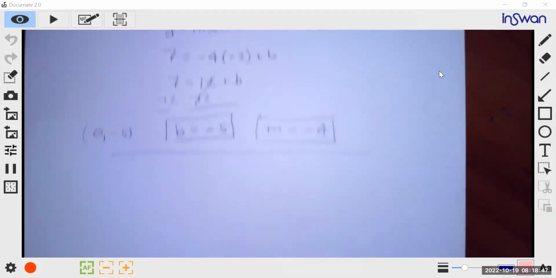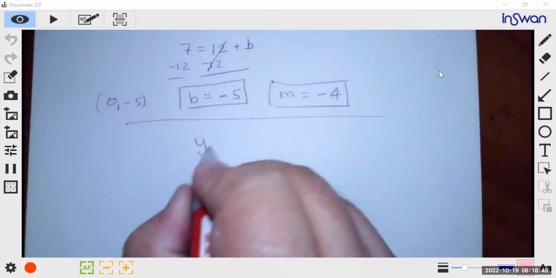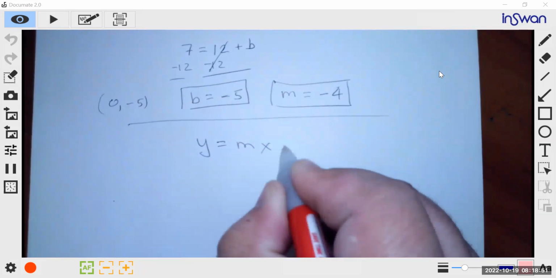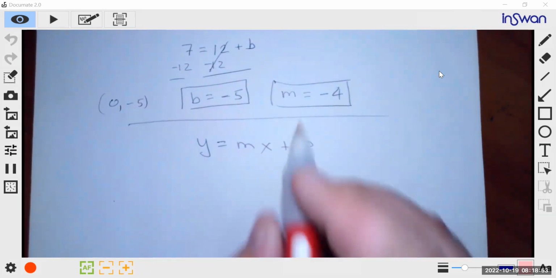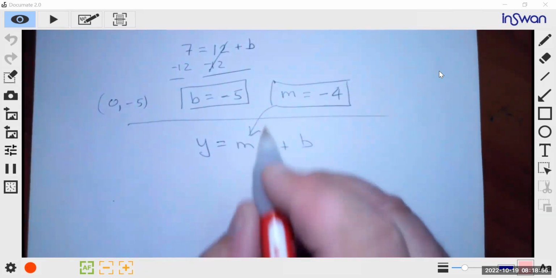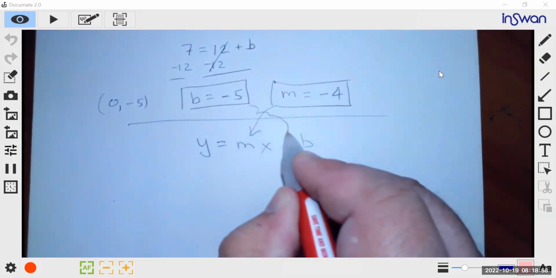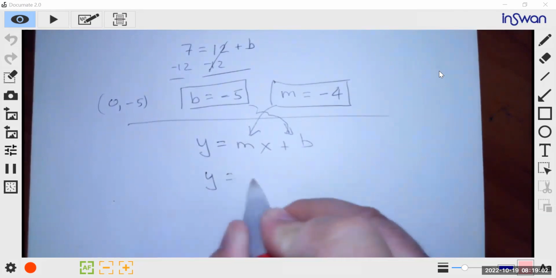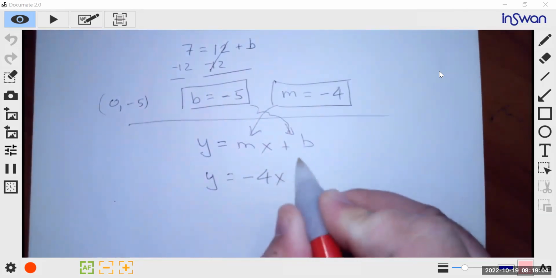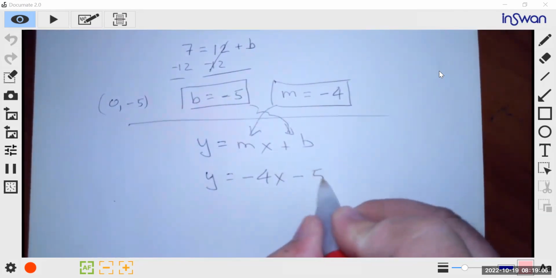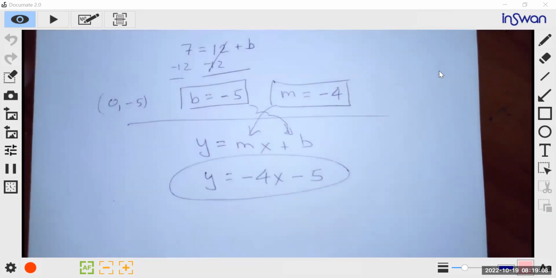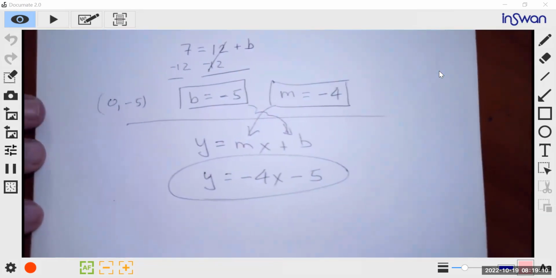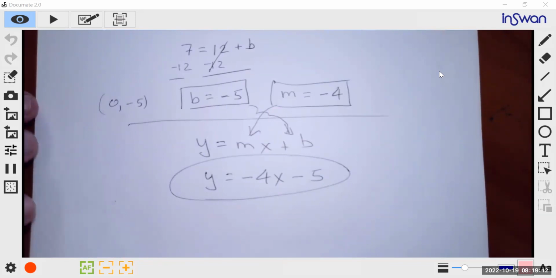From earlier, M is -4, so y equals mx plus b. M's there. B is there. -4x minus 5. There's your equation. So that's if I give you 2 points.